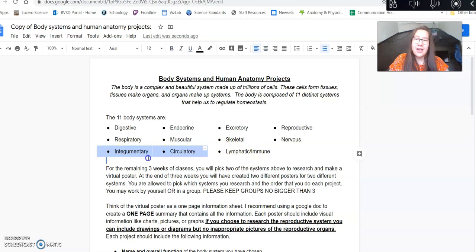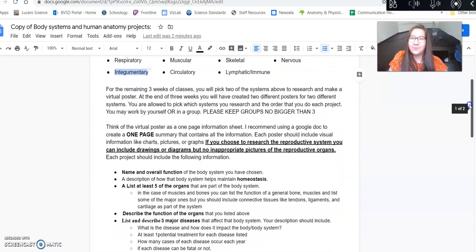One that folks wonder about is what's the integumentary system, and that's basically your skin. It sounds kind of boring, but it's actually super, super interesting, and it's the largest organ of your body, so it's worth looking into. I personally find the integumentary system fascinating.